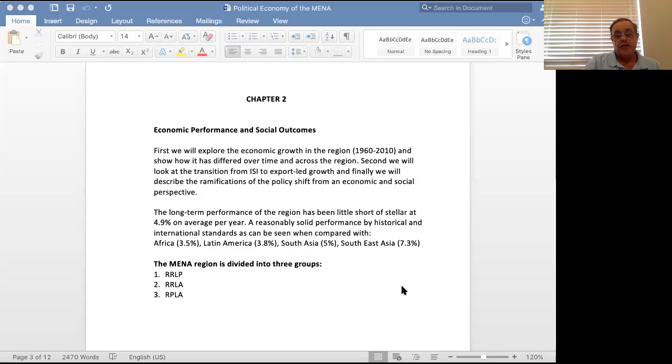And also we want to look at the regions themselves and compare them. Which region did the best and which region did the worst in terms of economic performance? And then we will look at the transition that occurred during that period. And the transition obviously occurred in the 1980s, from 1980 to about, I would say, 1986 to 1996. It's a complete decade, 10 years, 1986 to 1995.